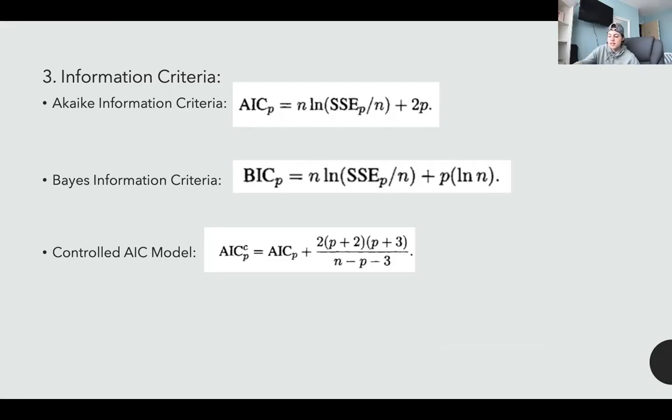Another variation in this case to avoid overfitting is the controlled model of AIC. The AIC tends to include a lot of overfitting in it, so the two ways we can avoid that are by using BIC or the controlled AIC. The controlled AIC is denoted by AIC sub p with a c up top for controlled. We find this by taking AIC sub p, which we found earlier, and adding to that a numerator of 2 times p plus 2 times p plus 3, divided by n minus p minus 3.